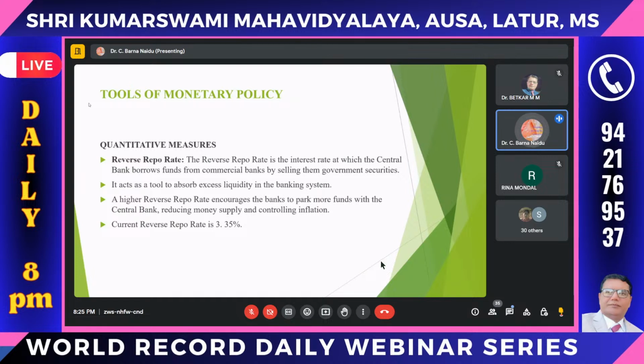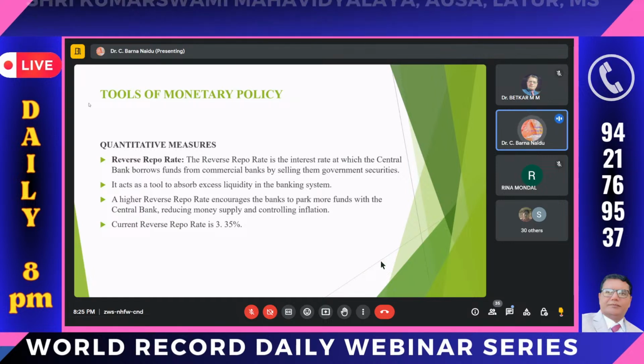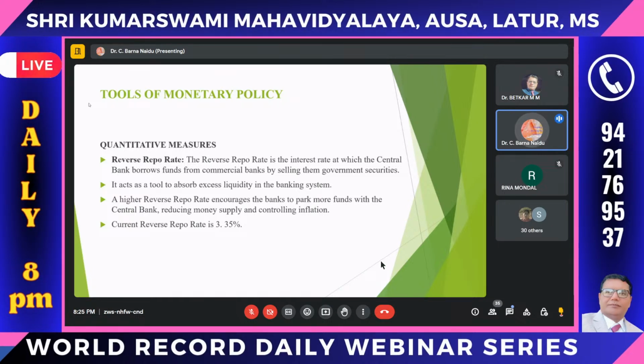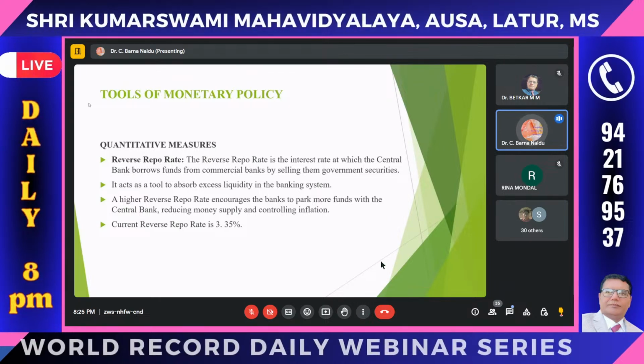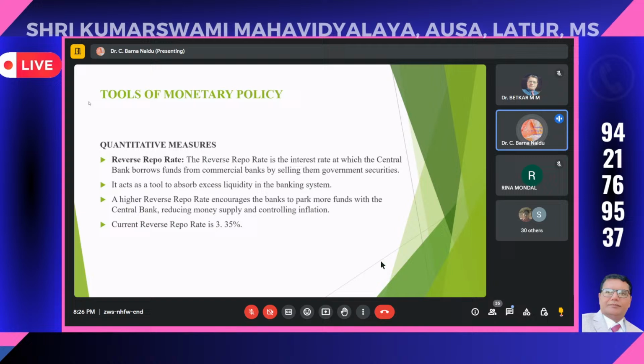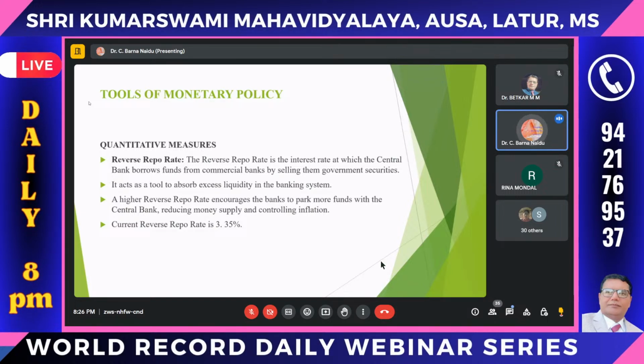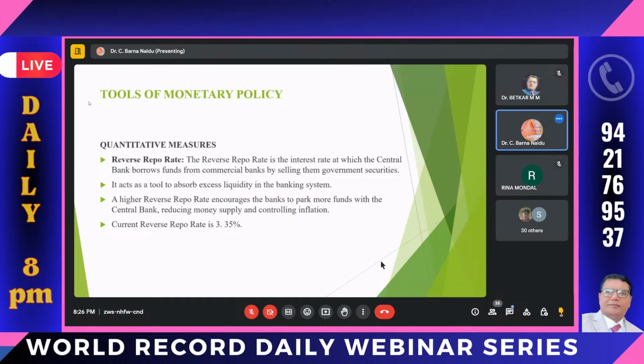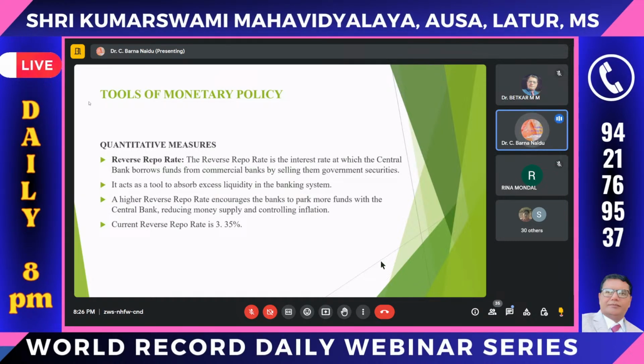But ultimately, it reduces the money supply, which is very much required to control inflation in the economy. Lowering the rate discourages banks from keeping excess funds with the central bank, thereby increasing the money supply to stimulate economic activity, which is required at the time of deflation. So the reverse repo rate is a mechanism used by the RBI to withdraw funds from commercial banks in order to draw liquidity from the economy. All these are the quantitative measures of the RBI.